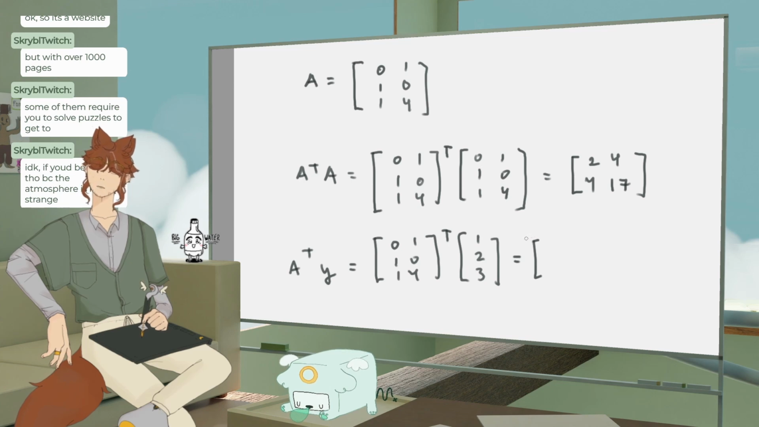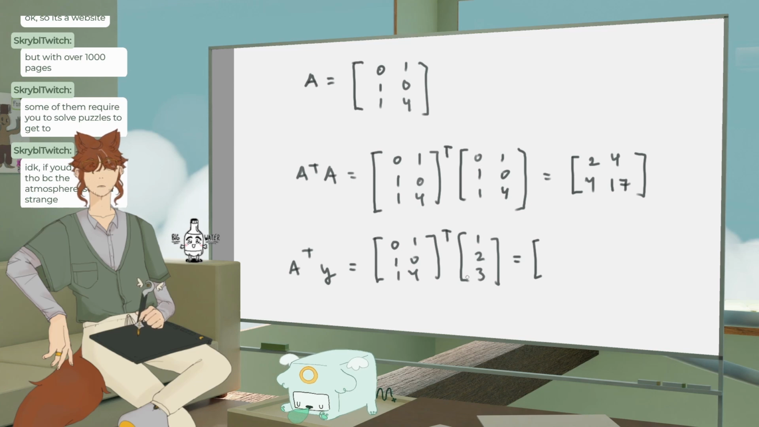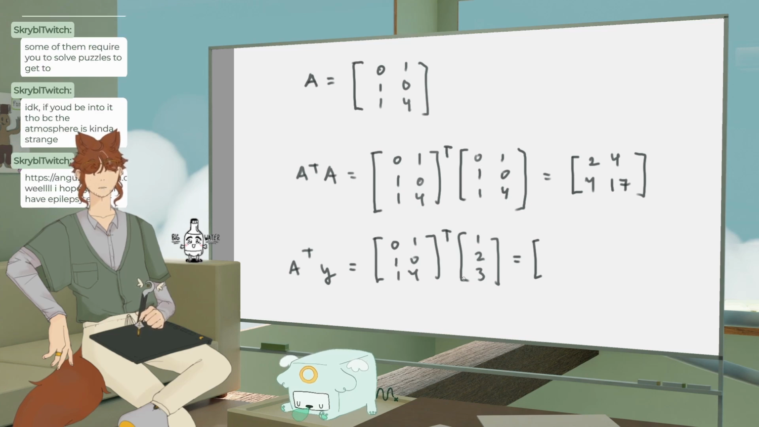Let's see, this is a 2x3 by a 1x3. No. Is it rows then columns? It is, right? So 3x2, 1x3. Wait, isn't that like... No. 3 by 2, and then 3 by 1. Wait, that's wrong as well, though. Oh yeah, it's okay, because this is going to be a 1 by 3. So it's going to be a 1 by 1?